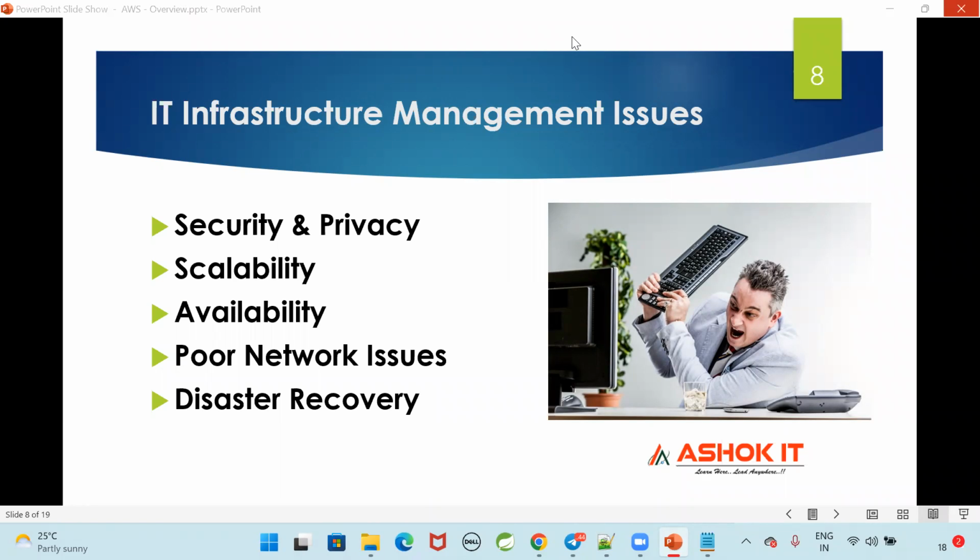So if you set up the infrastructure on your own, you need to take care of all these issues: security issue, privacy issue, scalability issue, availability issue, poor network, disaster recovery. All these are the challenges that you need to face when you set up the infrastructure on your own.